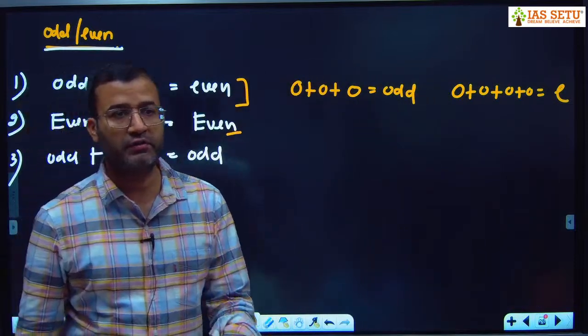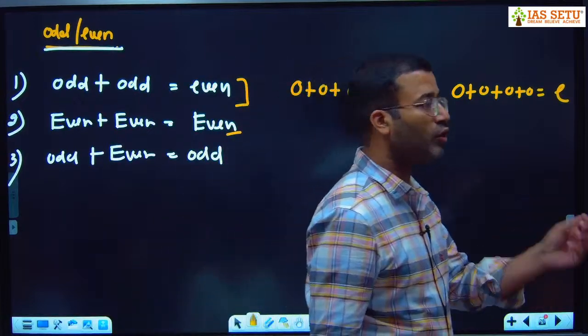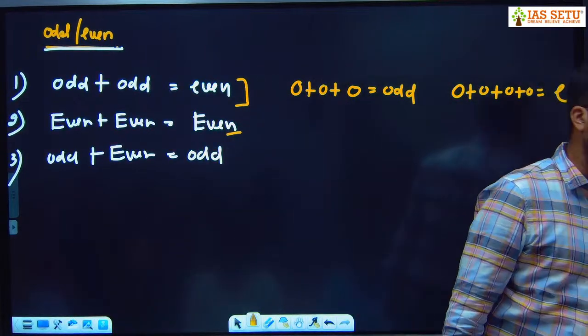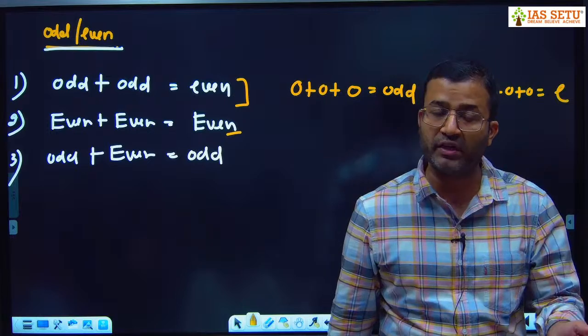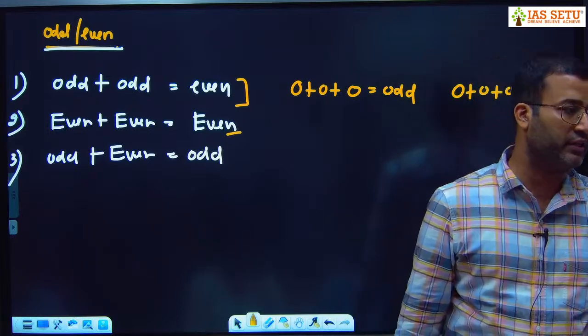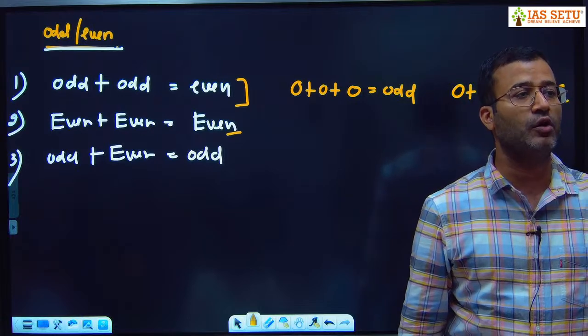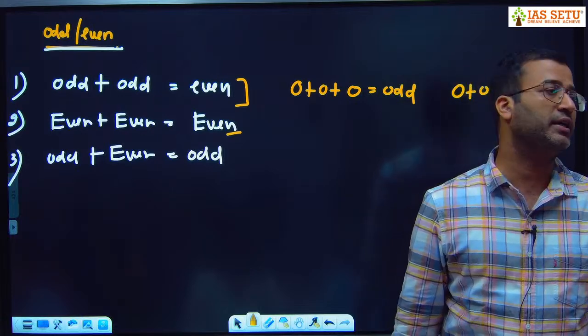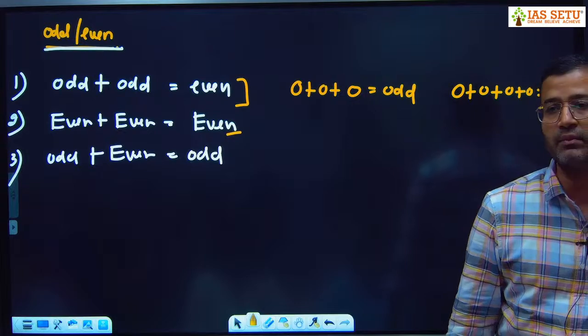Odd plus odd gives even, but when you add 3 odd numbers, odd plus odd gives even, plus odd gives odd. If you add 4 odd numbers, even. If you add 5 odd numbers, odd. If you add 6 odd numbers, even. If you add 7 odd numbers, odd. If you add 8 odd numbers, even. ये alternate pattern बनाता है.